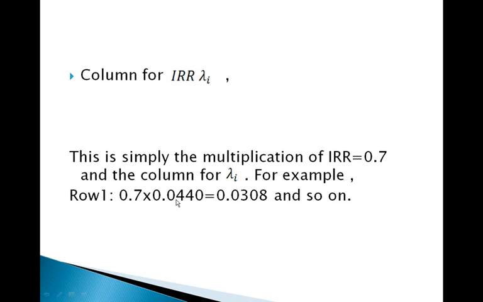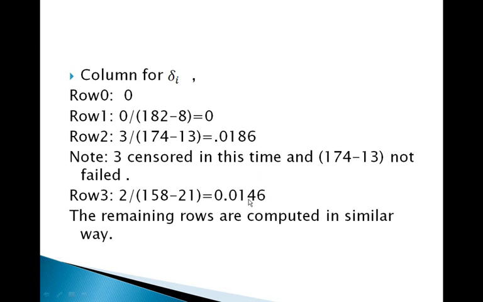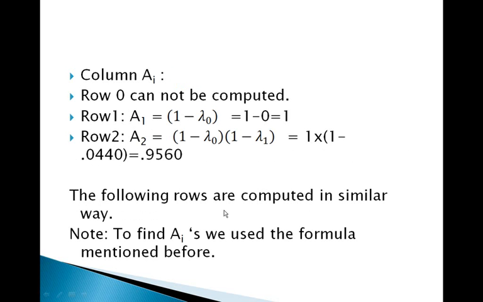So 0.7 times 0.0440 gets us 0.0308, and so on and so on. For the delta sub i column, it's 0 for row 0. Row 1 is 0 divided by the 82 minus 8. Row 2 is the 3 divided by 174 minus 13. And note the reason for this is that 3 were censored in this time interval, and that 174 minus 13 have not yet failed. In row 3, we're looking at 2 over 158 minus 21, and the remaining rows are done in the same manner.